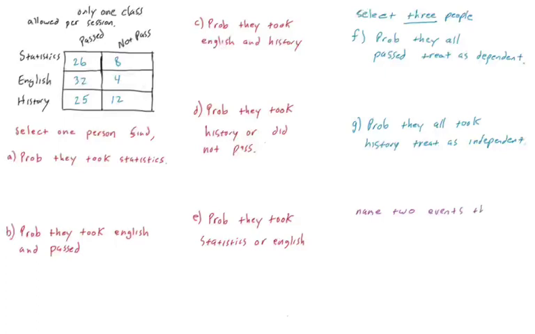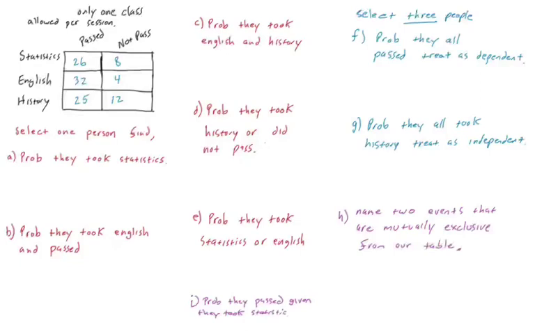And let's also name 2 events that are mutually exclusive from our table. And let's put one more in here. How about the probability they pass given they took statistics? And I think this is probably going to summarize everything we've done here. So again, let's say this is a session and they're only allowed to take one class. Go ahead and pause the video and try to answer some of these. And I would suggest first make the totals on your table.